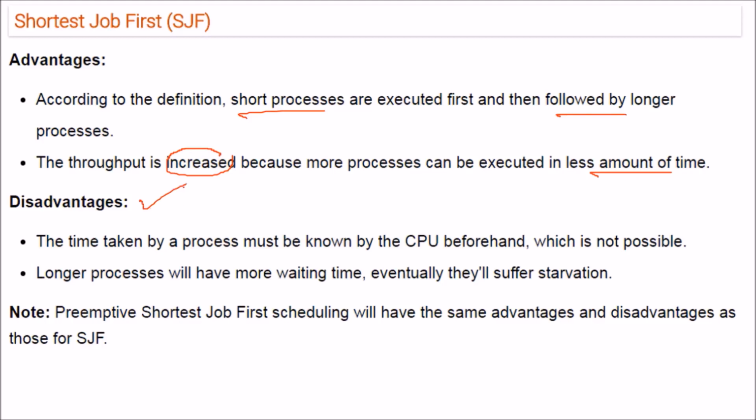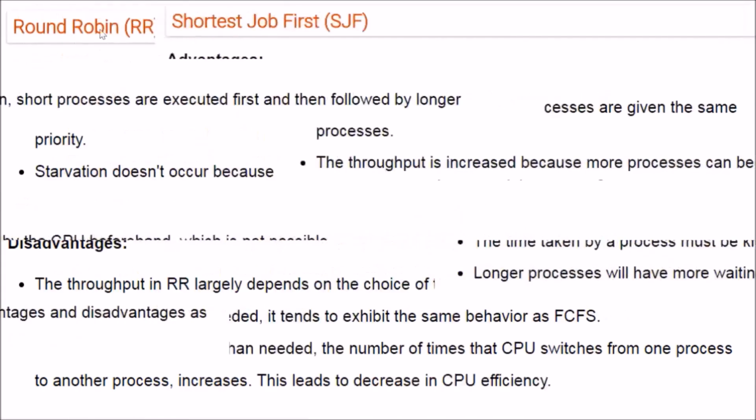But what are the disadvantages? How does the CPU know beforehand which process is going to take what time? So this is a challenge, and longer processes will have more waiting time, and eventually they are going to suffer starvation. Preemptive shortest job first scheduling will have similar advantages and disadvantages.